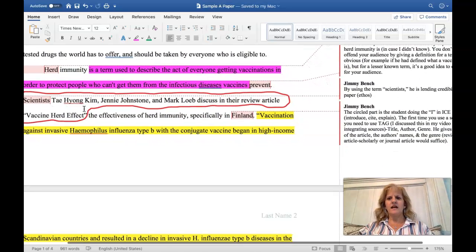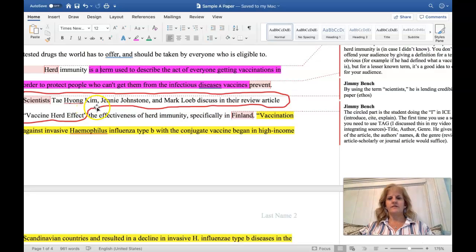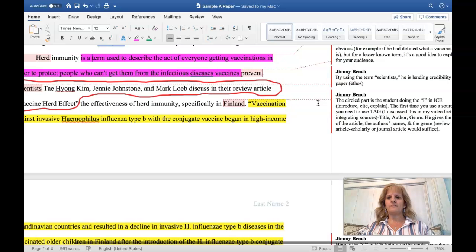He is doing the I in ICE here, this whole thing that's circled. So remember, the circled part is the I in ICE. Introduce, cite, explain is what ICE stands for.